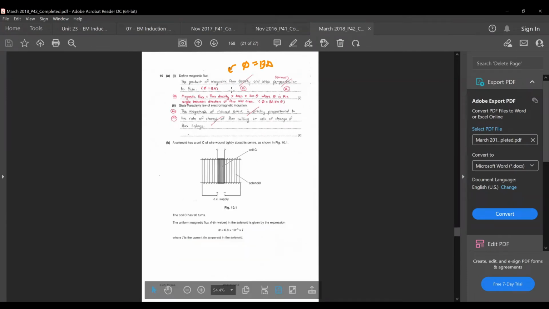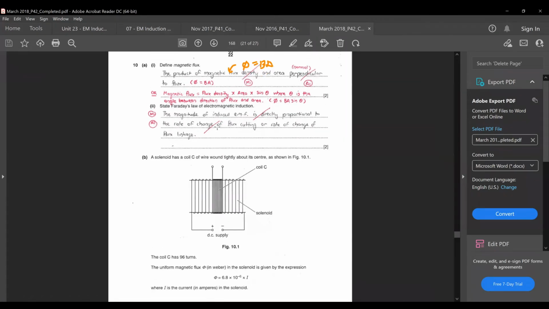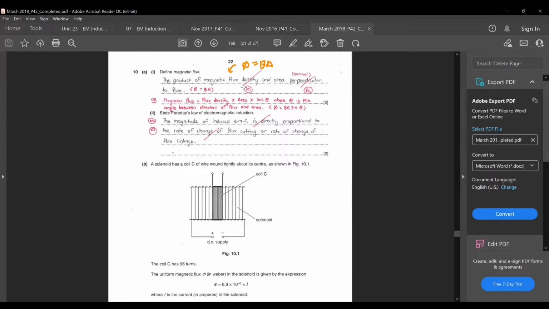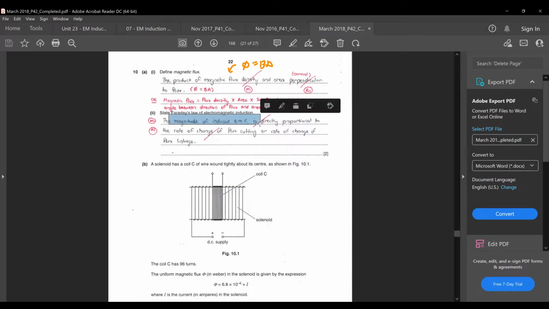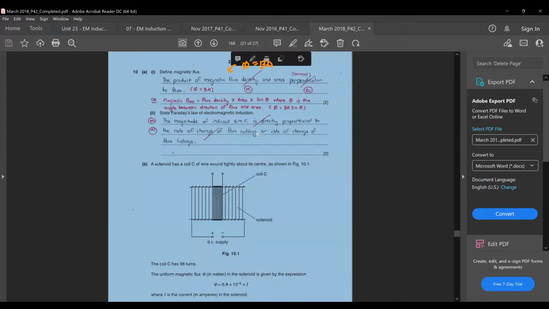Now, define magnetic flux. Magnetic flux is simply the product of magnetic flux density and the area perpendicular to the flux. That's all there is to it, right? Then state Faraday's law of electromagnetic induction. It is simply saying that the magnitude of induced EMF is directly proportional to the rate of change of flux cutting, or rate of change of flux linkage.